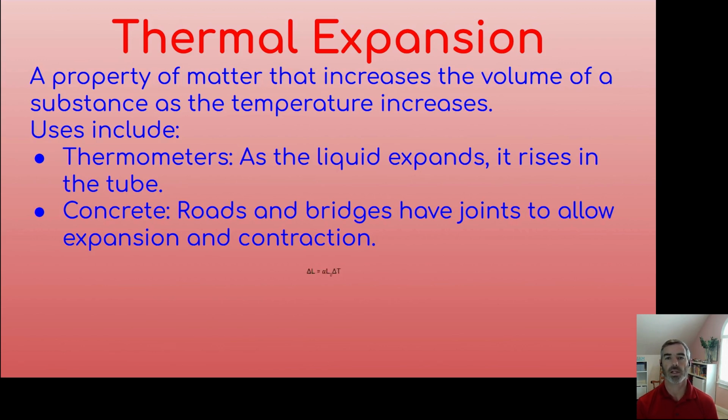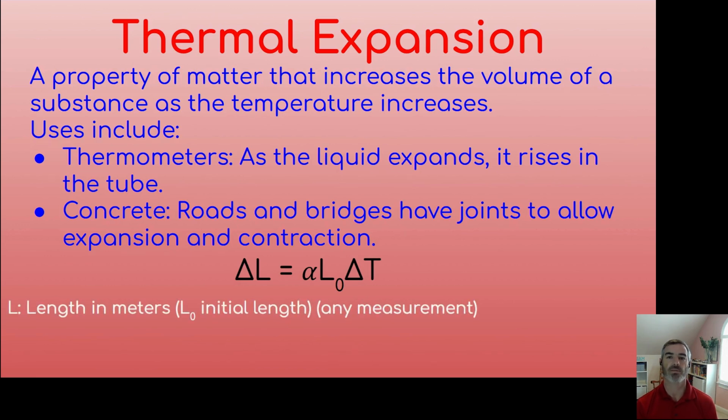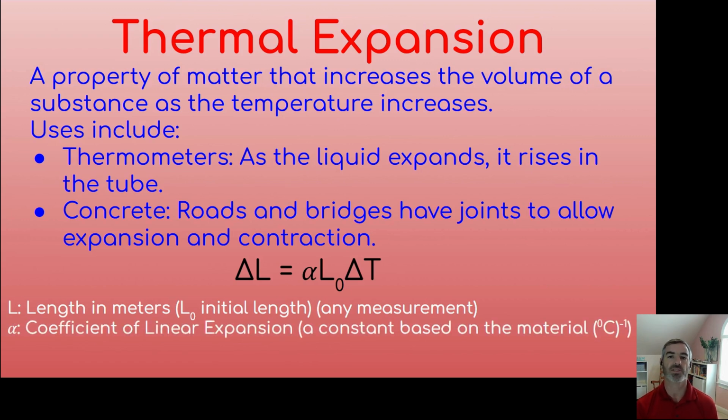Now, the way you can calculate thermal expansion is ΔL stands for the change in length, and L naught is the initial length on the right side of the equation. Alpha is the coefficient of linear expansion. That's a constant based on the substance, like concrete or steel. And ΔT is the change in temperature in degrees Celsius, but it could also be Kelvin because a change of 1 degree Celsius is a change of 1 Kelvin as well.